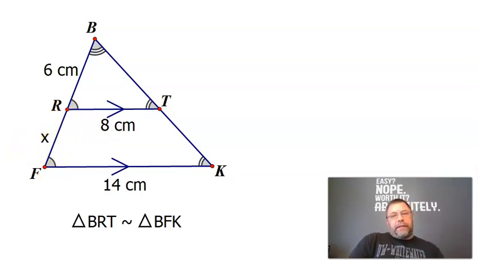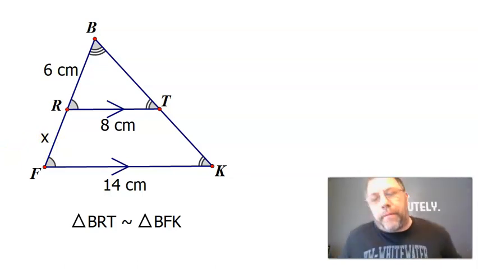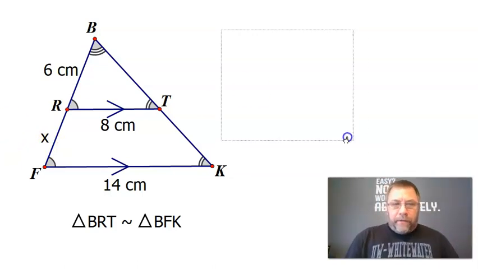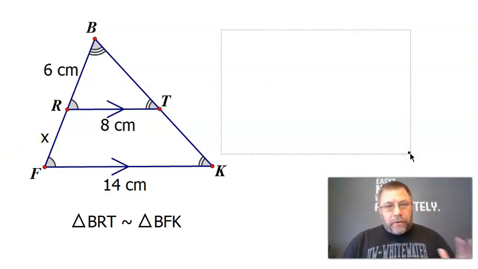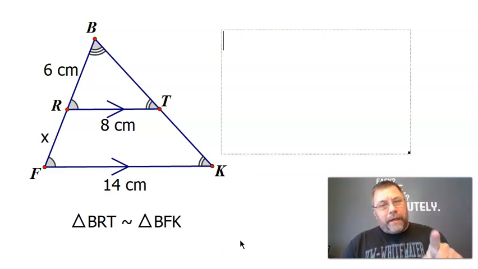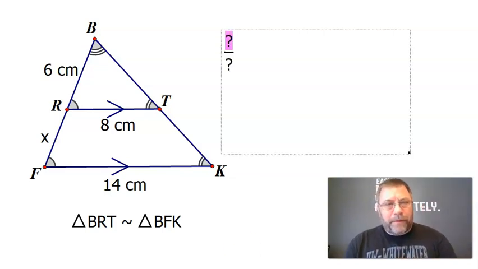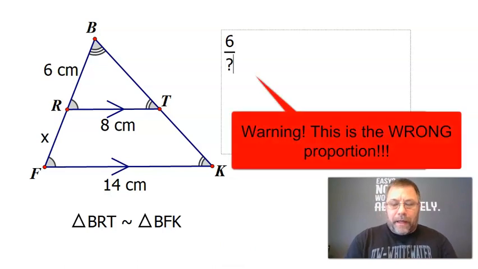Now, the first instinct you're going to have is going to be the wrong instinct. If you are like 90% of my students who learn this the first time, here's the proportion that you're going to set up. I'll let you pause it for a couple seconds, write out your proportion, and then you tell me if that's what you wrote. Now, here's what you probably wrote. You probably wrote something like 6 over x equals 8 over 14.